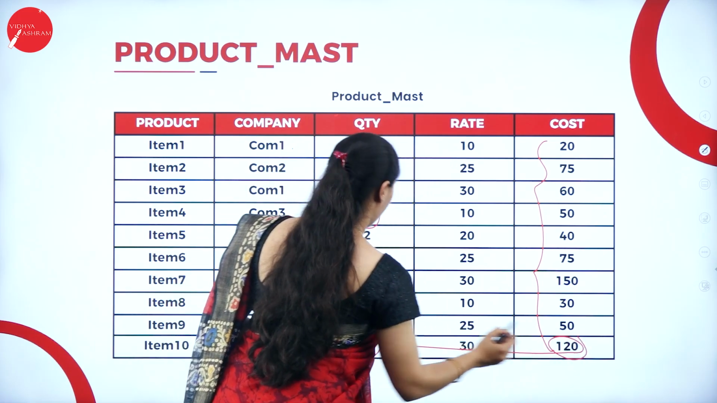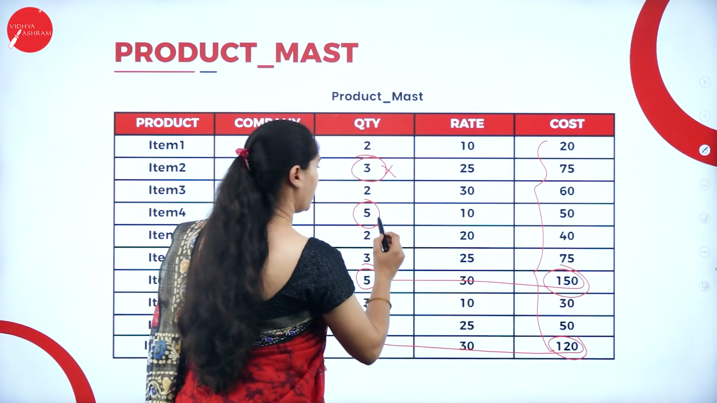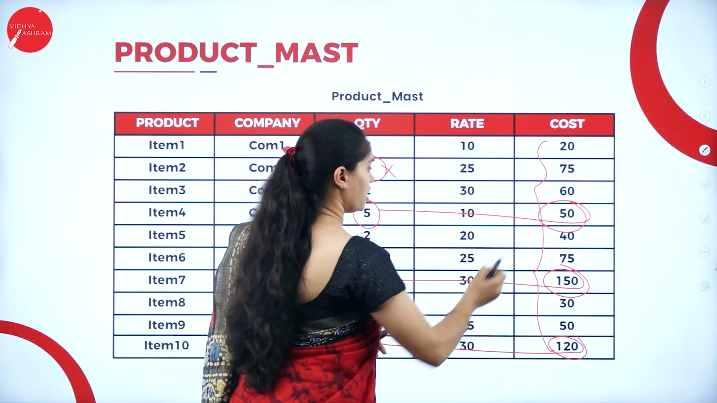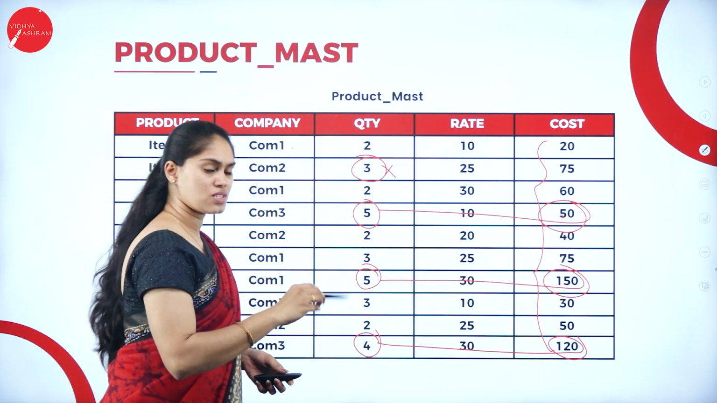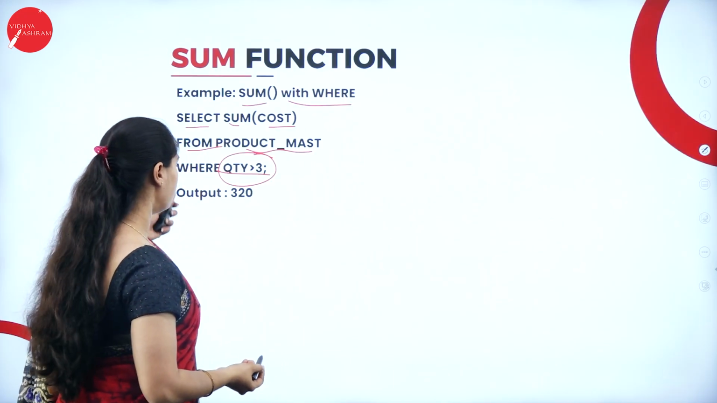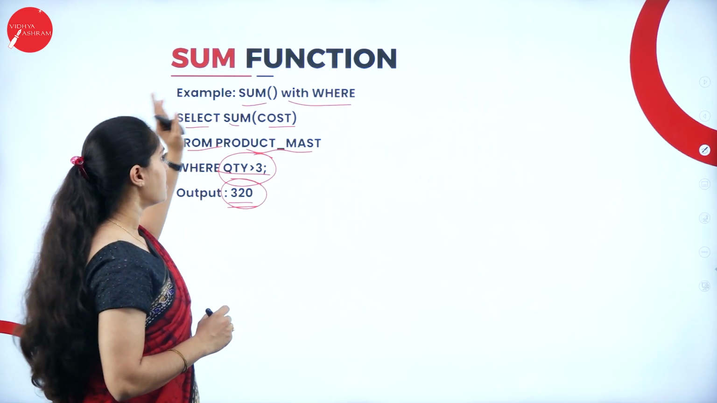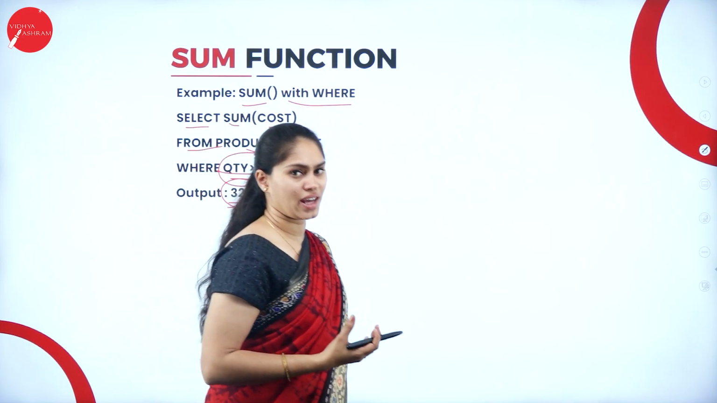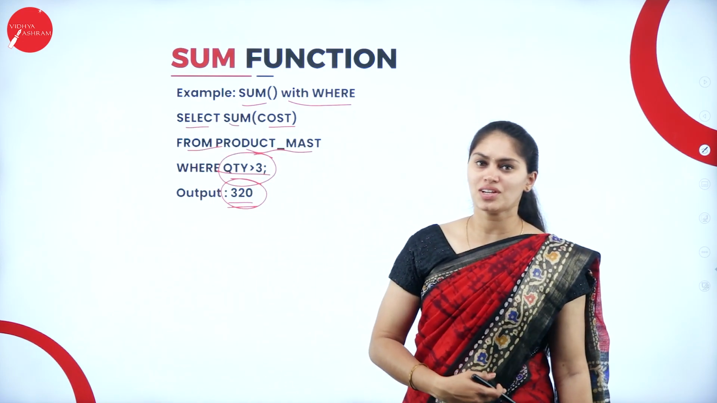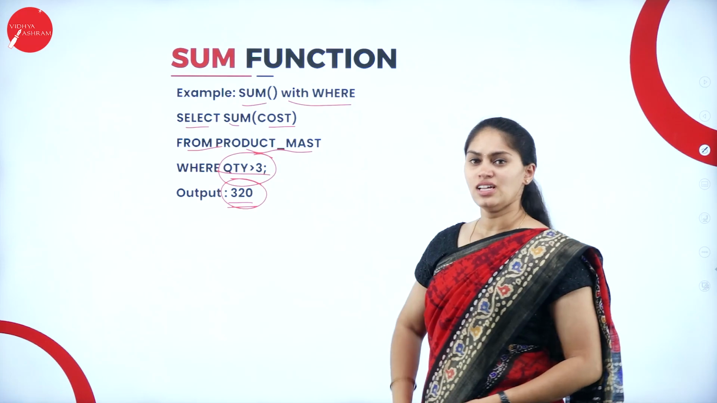So we need to take only 5, 5 and 4. So 120, and also we have 150, and also we have 50. By adding these three values, it is going to return the value, which is 320. This is how the sum function can also be used with a where, based on some predicates or a condition, and it is going to return a value.